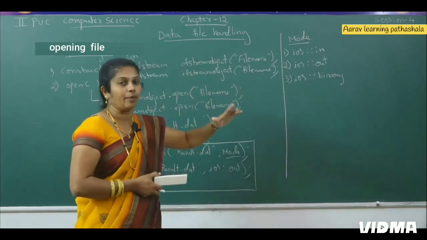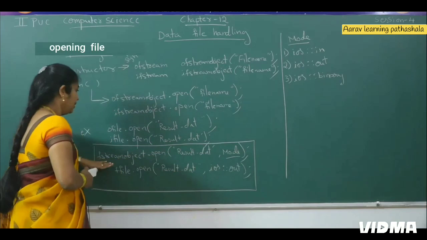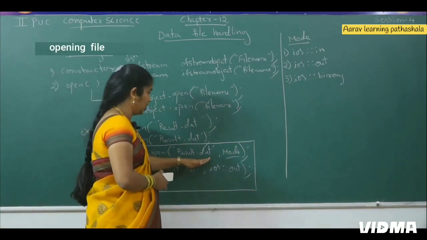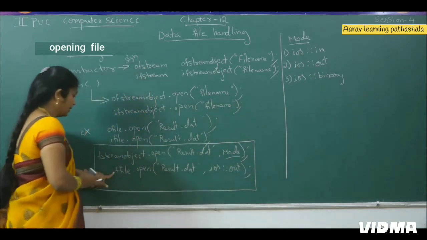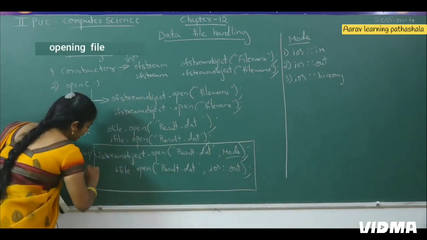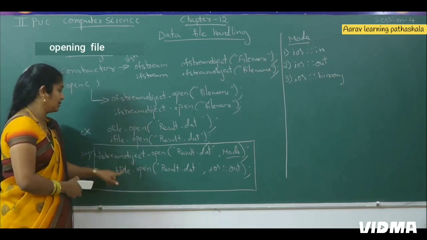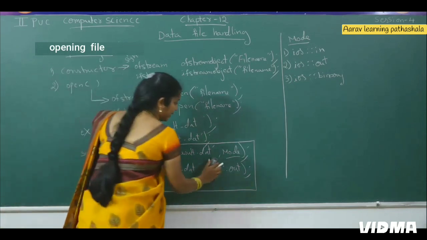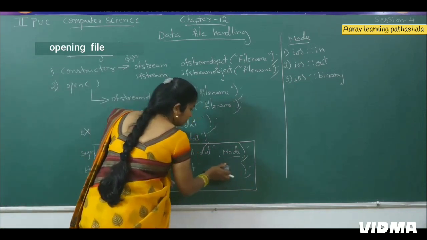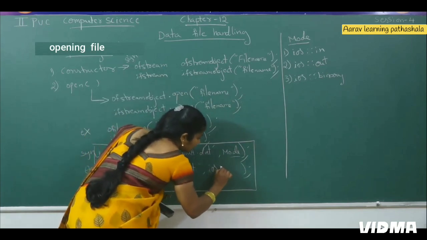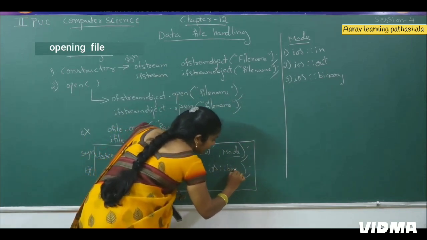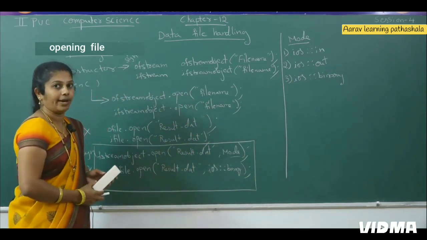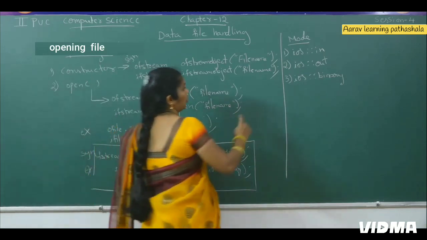When the data has to be opened in binary format, we write the fstream object dot open, result.dat, that is the file name with extension, comma, mode. This is the syntax, and here is the example. In the example, ffile is the fstream object, ffile.open result.dat, and the mode is ios scope resolution operator binary. Here it will open the data in binary format. Now is it clear?